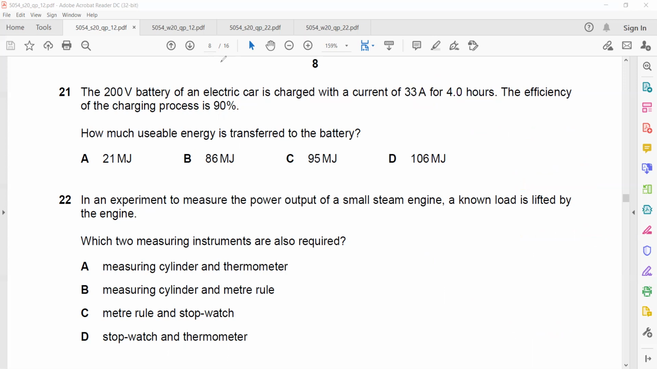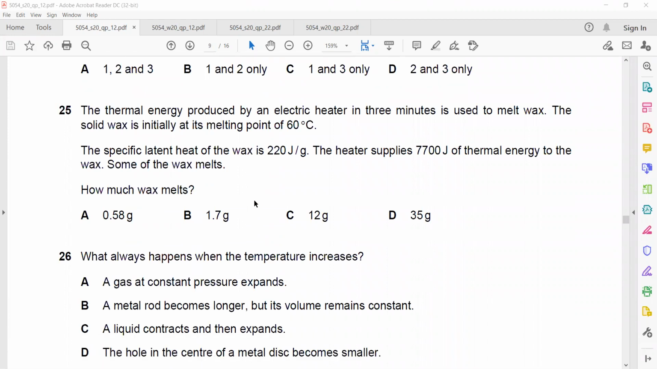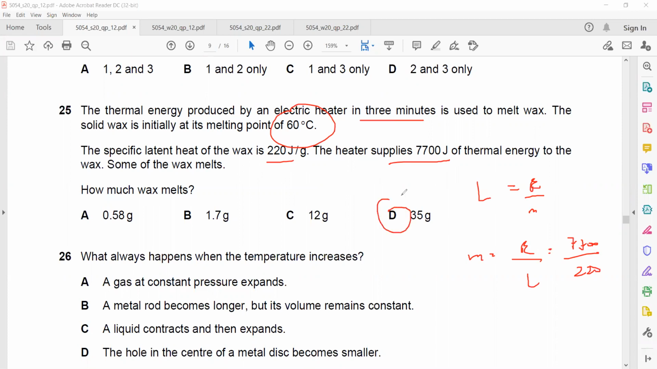Next is question 25. The thermal energy produced by an electrical heater in 3 minutes is used to melt wax. The solid wax is initially at its melting point. The specific latent heat of the wax is 220. Energy supplied is 7700. How much wax? Latent heat is energy divided by mass, so mass is equal to energy divided by latent heat. Energy is 7700 and the latent heat is 220. When you solve, you'll get 35 gram as the final answer.